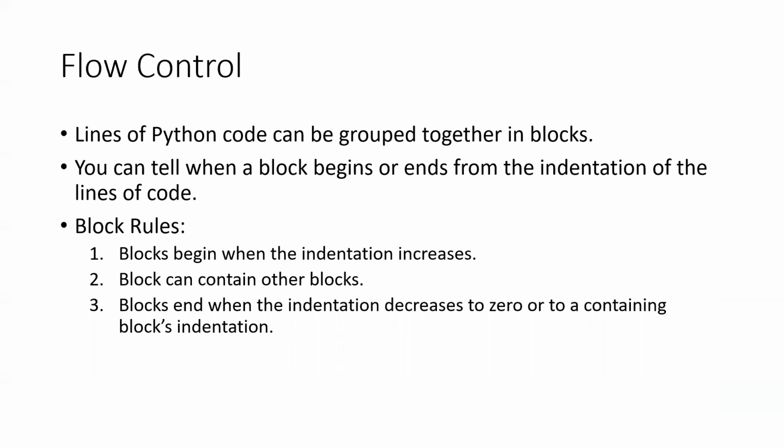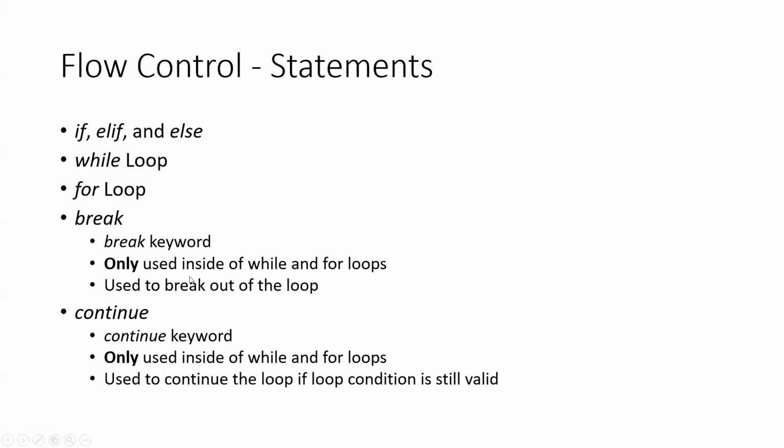All right, flow control. This is going to be lines of Python code that are grouped together in what are called blocks. You can tell a block begins or ends from indentation in the lines of code. The block rules are that they must always begin when the indentation increases. A block can contain other blocks inside of it, and a block ends when indentation decreases to 0 or whatever it contained above it. So with flow control, we talked about if statements. This is your if, elif, and else, while loops, for loops. We have breaks, which are only used inside of while and for loops. Continues are only used inside of while and for loops.